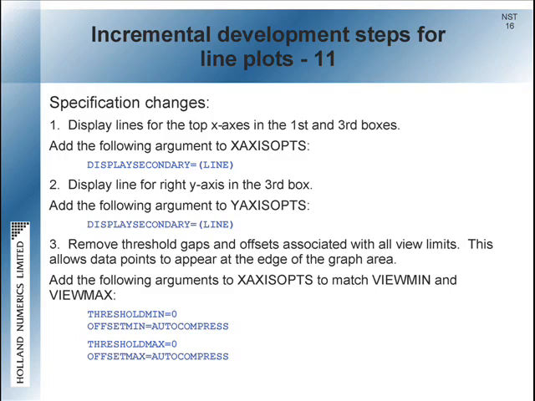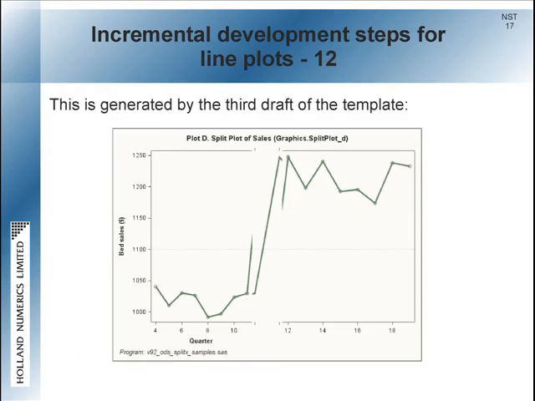Now, to make sure that everything gets squished up nicely in the middle, so we don't have too much space in between, there are some parameters which are threshold min, which we set to 0, and offset min, which we set to auto compress. And what that will do is push the graph right to the edge of the box, so there won't be any space in between, which makes it a lot tidier, and it should flow more nicely in between. And we do that for both minimum and maximum values on the x-axis. Okay, next slide, please. Right, it's starting to look a bit better.